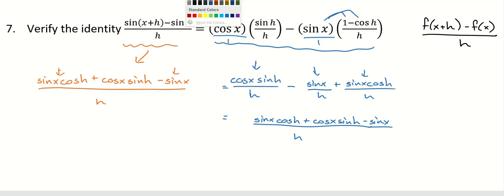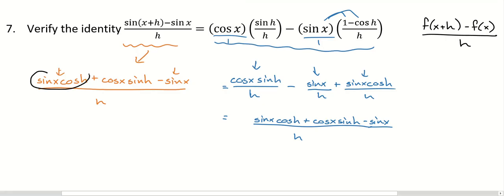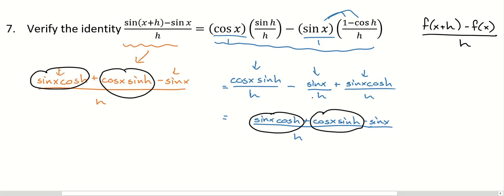I'm going to switch color. This matches this. And plus cos x sine h matches this, plus cos x sine h. Minus sine x happens to match minus sine x. So what we've done is, by taking a singular step on both sides, we have made these sides match. So therefore, the identity is proven.